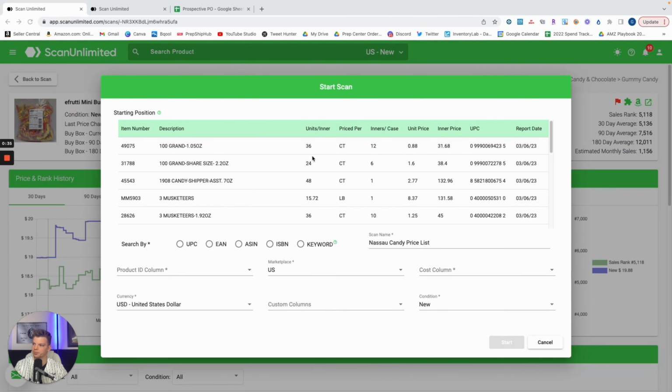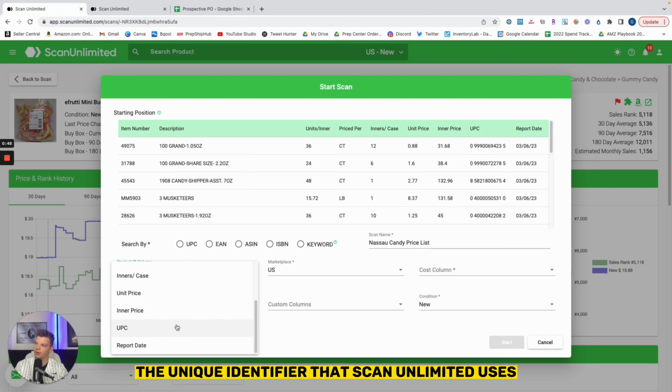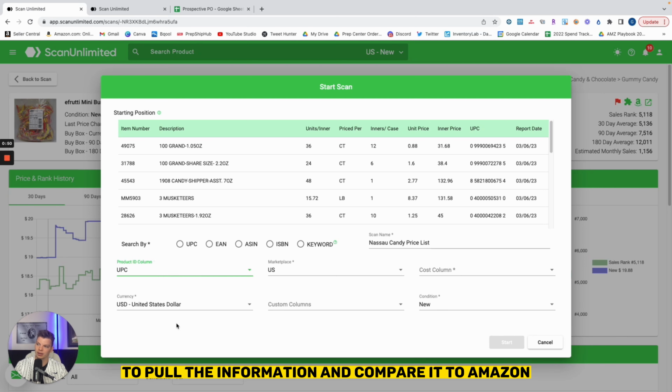That's really the goal. And so here, this is the first screen after you obviously upload your catalog. We're just using a dud catalog that we have. Right, and so this product ID column is going to be the unique identifier that Scan Unlimited uses to pull the information and compare it to Amazon. Right, so we're going to go based on the UPC. The UPC is obviously going to be in really any catalog that you get.